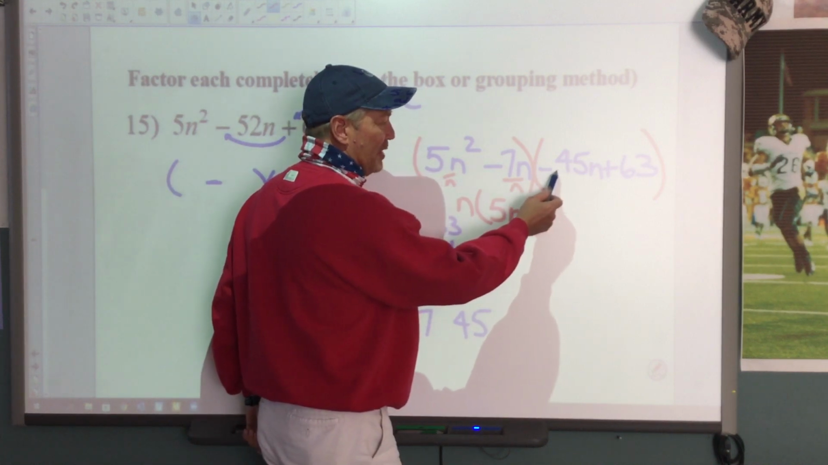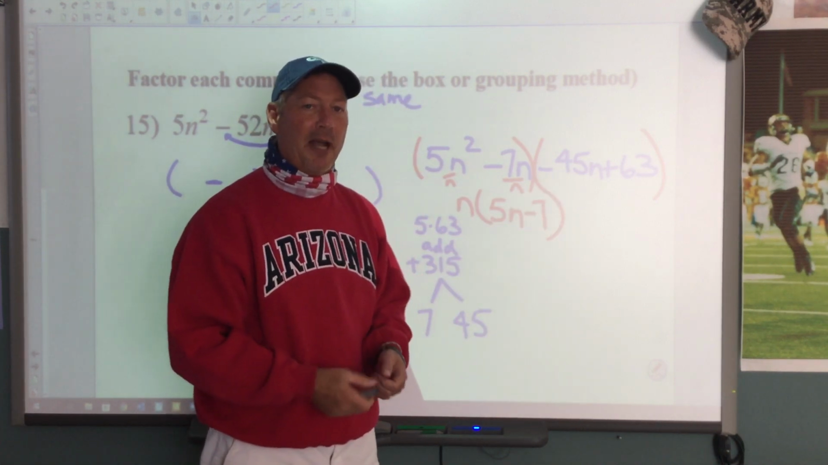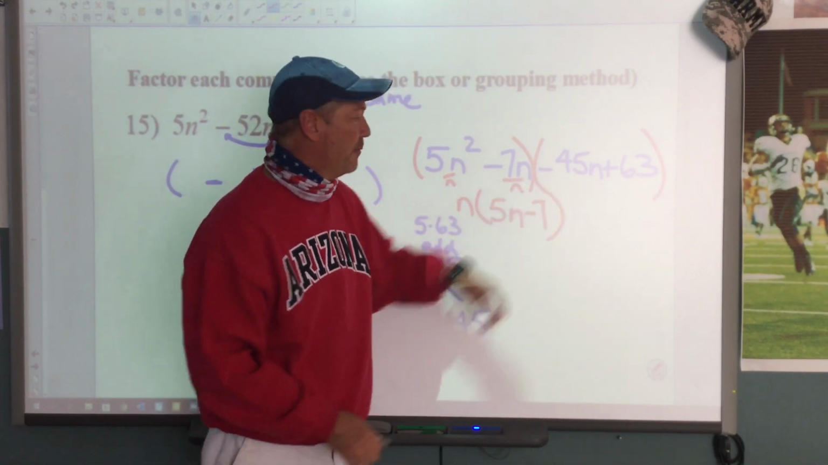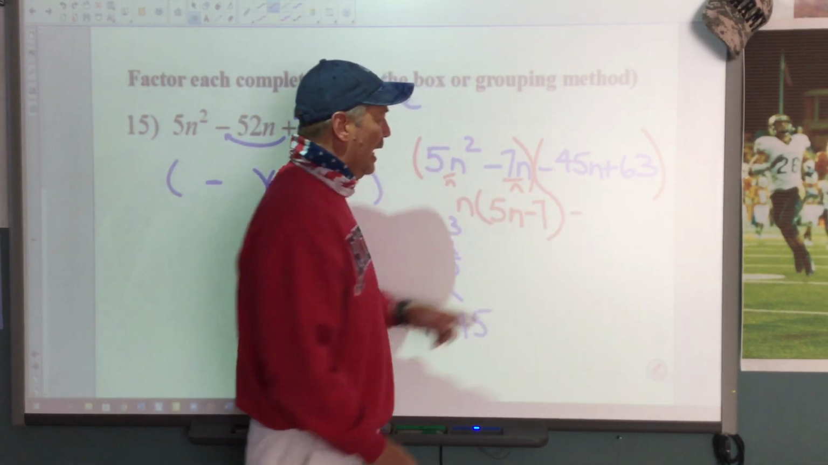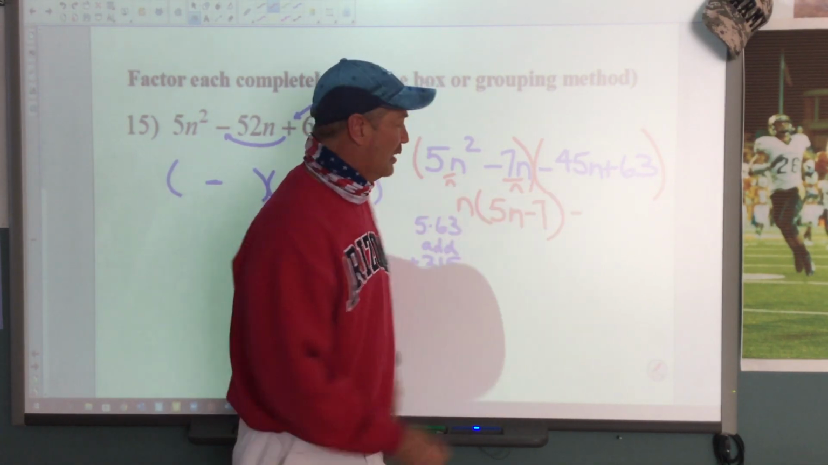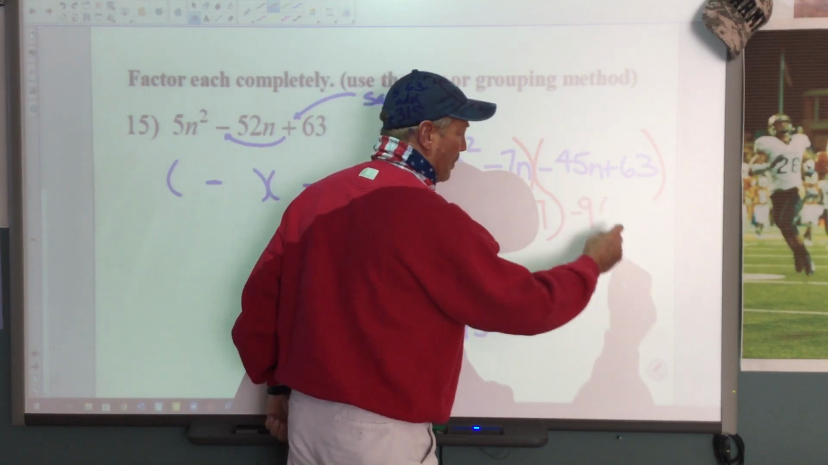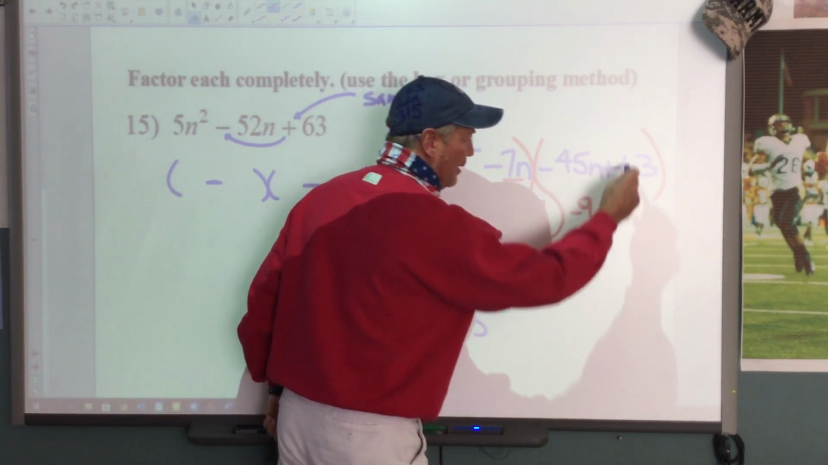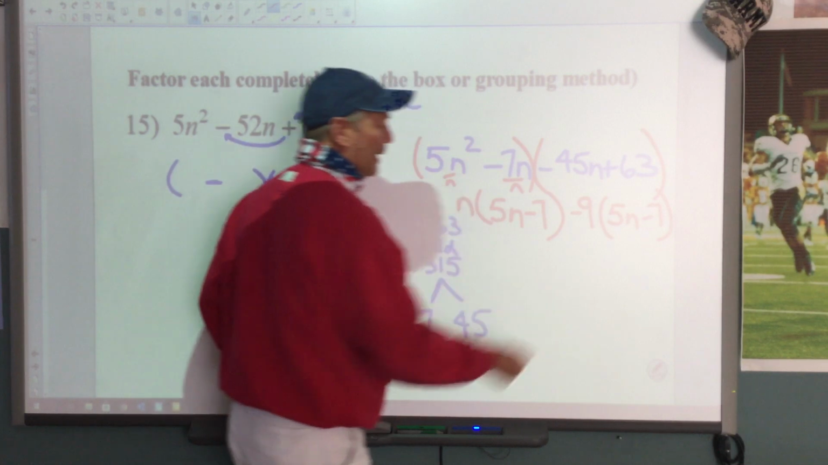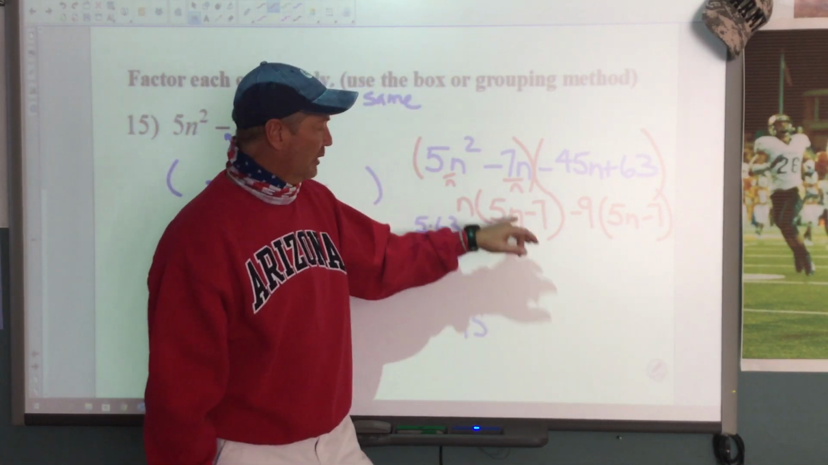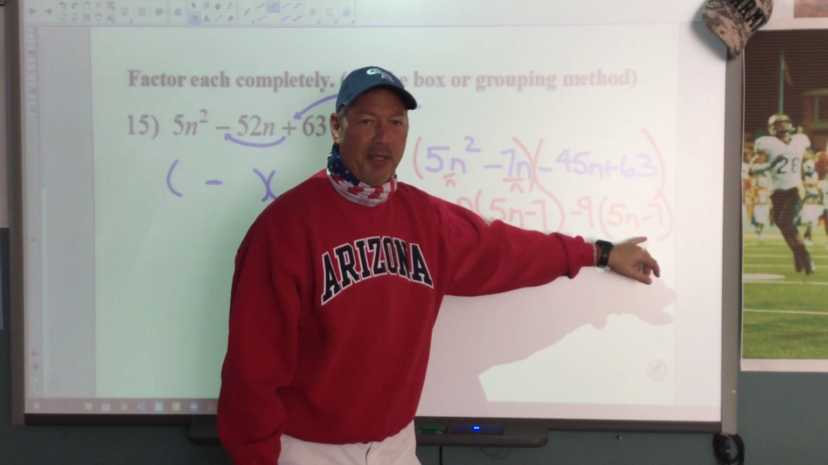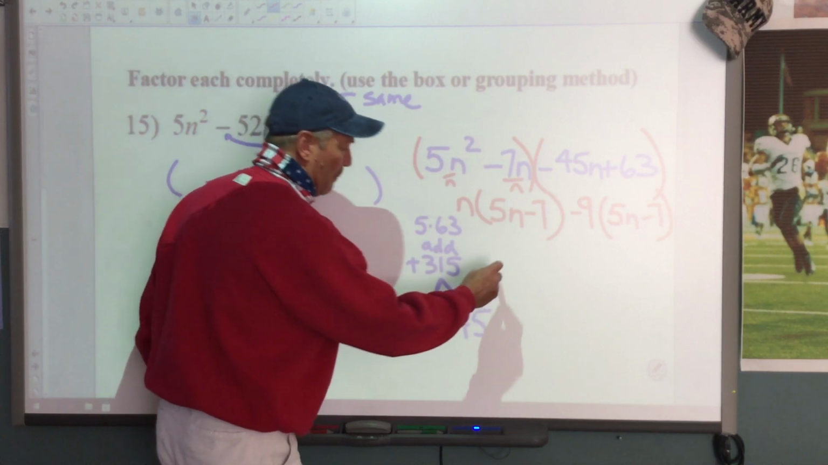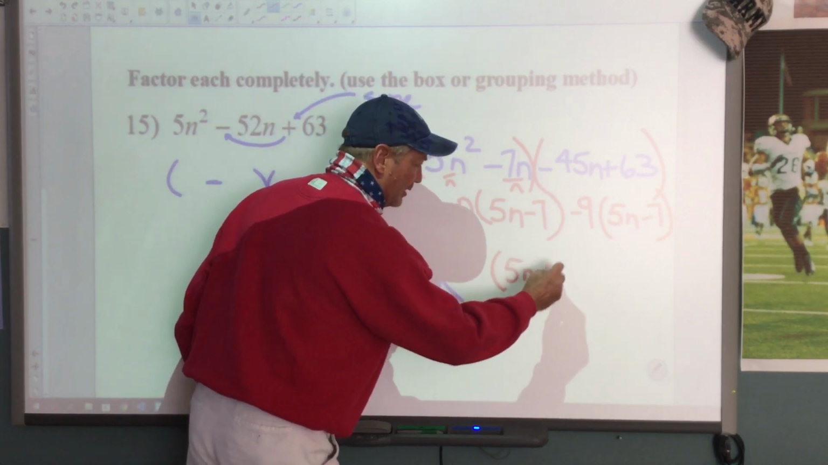I'm looking, the lead term is negative. Remember how we talked about greatest common factor on the last worksheet? If the lead term is negative, you have to factor out a negative. So we're going to factor out a negative. And what number goes into both of these? It turns out it's a 9. It's a negative 9. And when I factor out the negative 9, I get a 5n minus 7. This is good news because these two parentheses end up being the exact same thing. So when we go to our final answer, we're going to say 5n minus 7.